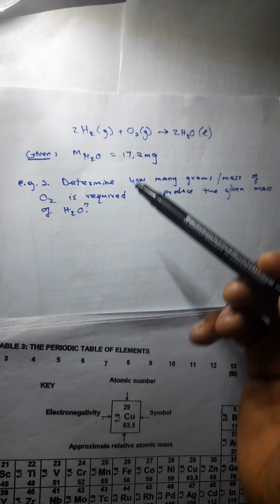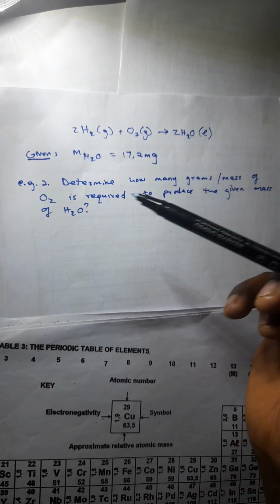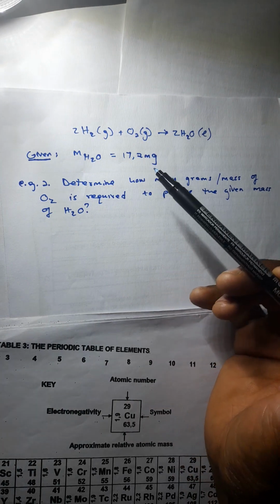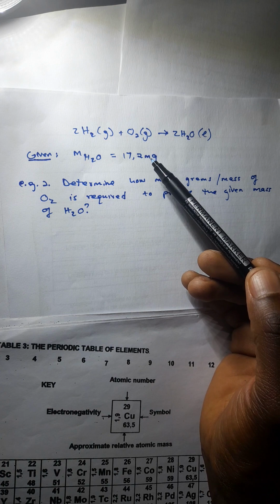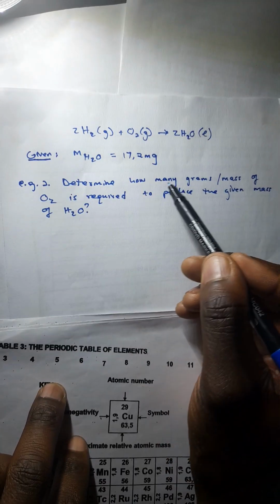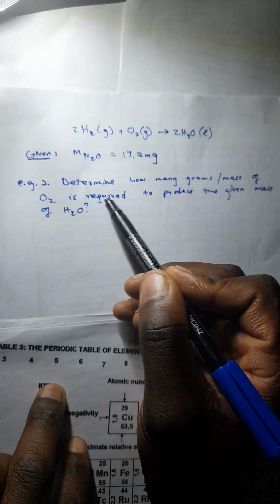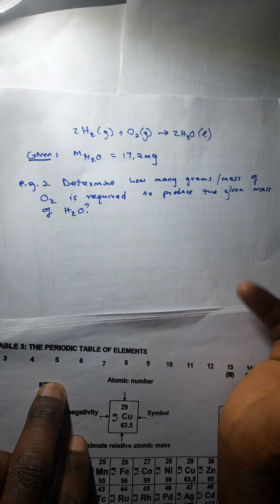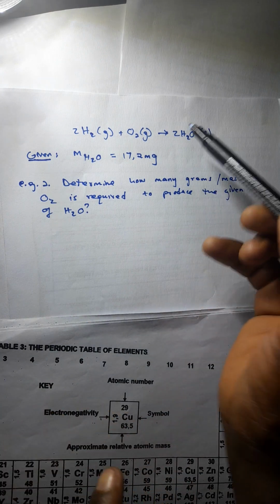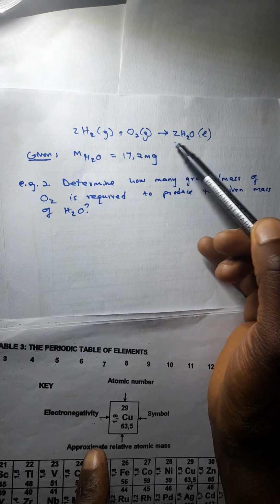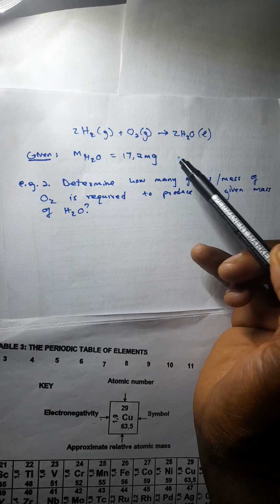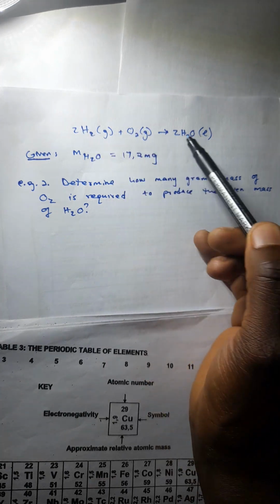Now, still the formation of water. You are given the mass of water to be 17.2 milligrams. Please take note of that, milligrams. Now you have to determine how many grams or mass of oxygen is required to produce the given mass. Nothing is difficult here, they are just playing around with you. Here they are saying you are given the product, you must determine the reactant. These are the reactants and these are the products.